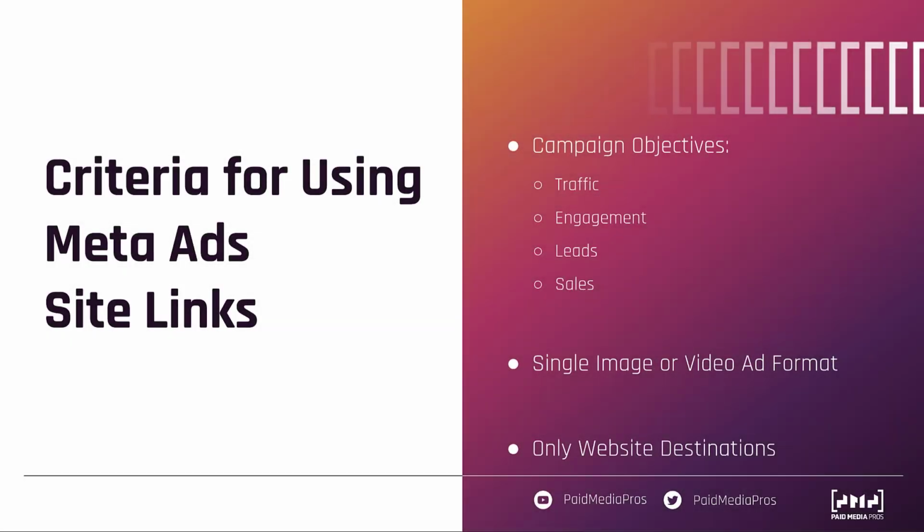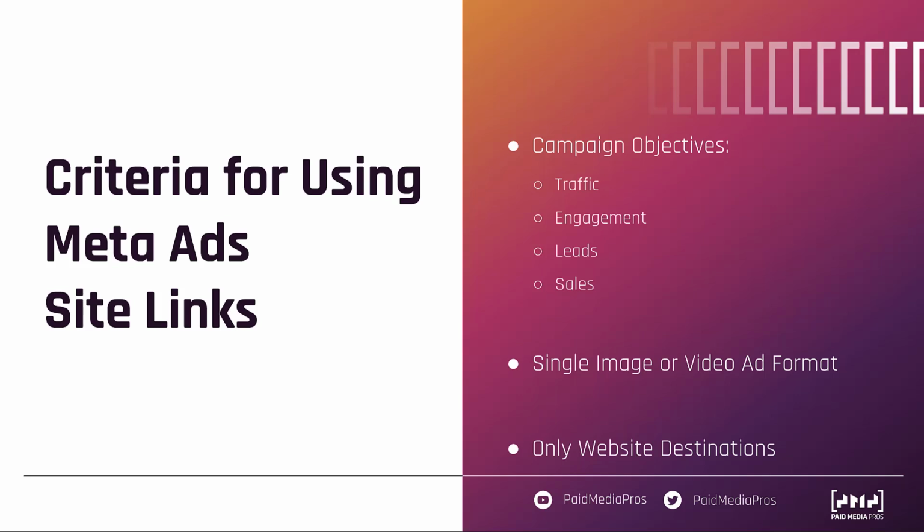The first thing is that there are going to be some very specific criteria for you to be able to use site links in the Meta Ads platform. First, they're only compatible with traffic, engagement, leads, and sales campaign objectives. None of the other campaign objectives will work for them. They will not show up there. In addition to that, you also need to be using only a single image or video ad format. These are not compatible with carousels or collections, and you can only use website as your destination. If you're trying to use Messenger or a lead gen form, none of those are going to work because, again, these are intended to drive people to certain pages on a website. So it makes the most sense for them to be in an ad that's already trying to drive somebody to a website, not someplace else.